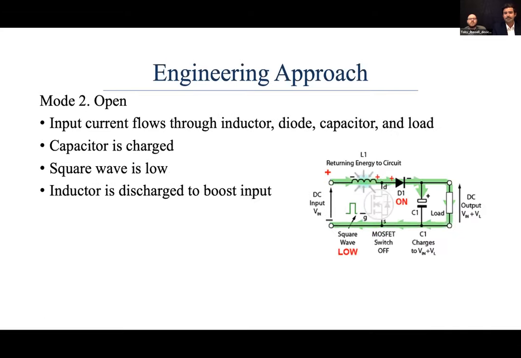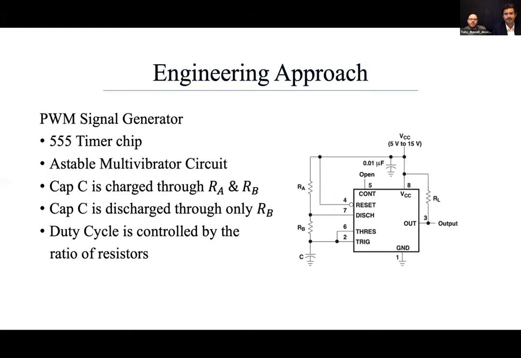Next, mode number two, when the switch is open: current flows through the inductor, diode, and load, and the capacitor is charged. This mode correlates to when the square wave is low, or the input voltage is zero. The inductor is then discharged to boost the voltage.